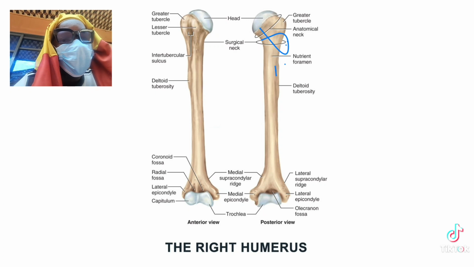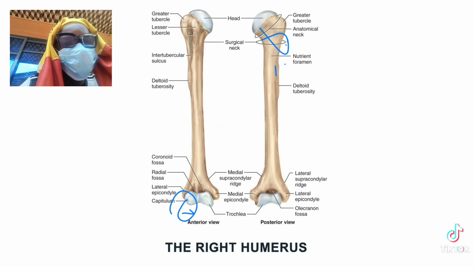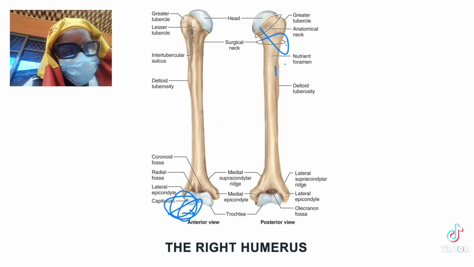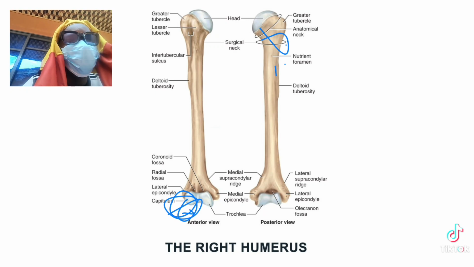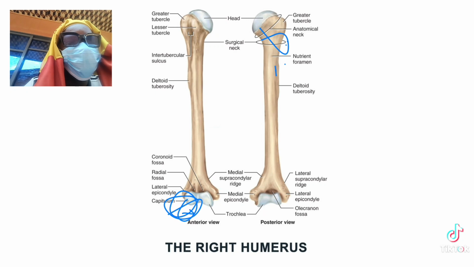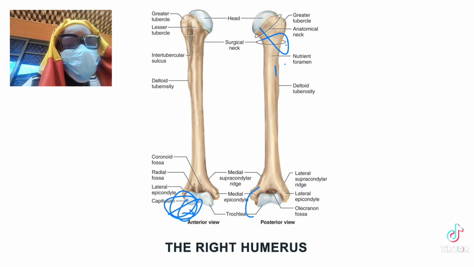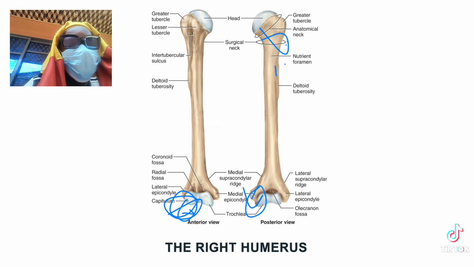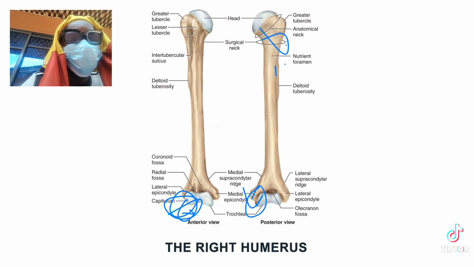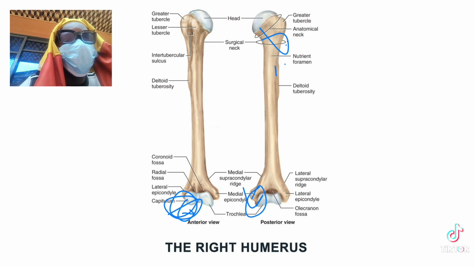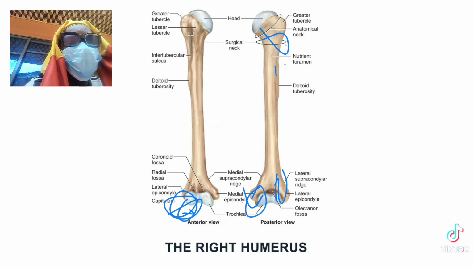They may label here, this place, this capitulum, and ask you where it articulates. You can say that it articulates with the radius. Why this one, this trochlear notch? It articulates with the ulna. Then this place is what we call the supracondylar area.